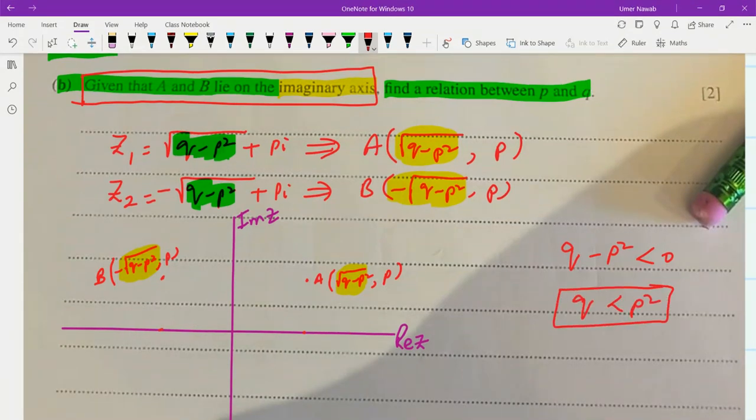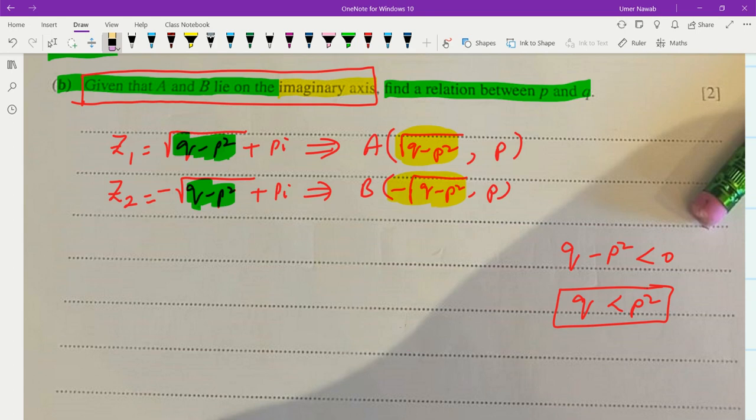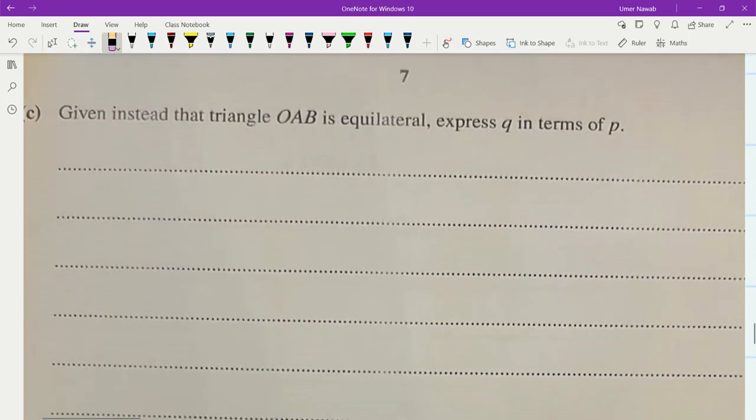So this relationship establishes the movement of your two complex numbers on the Argand diagram. They will be shifted on the imaginary axis. So q has to be less than p squared, right? So maybe this Argand diagram will be helpful for me for the C part if he simply says that q and p are the numbers and there is no condition that A and B are on the imaginary axis. So let's go to the C part.